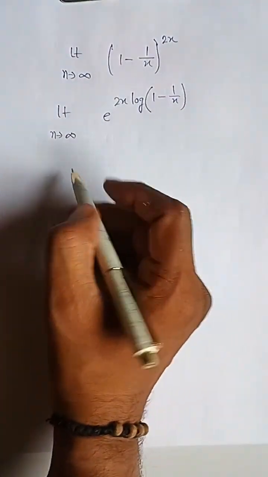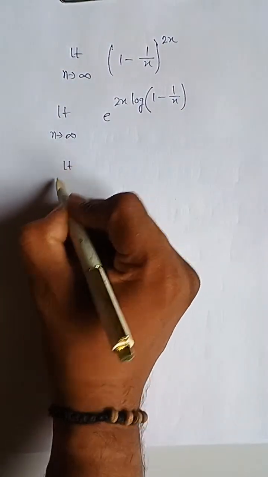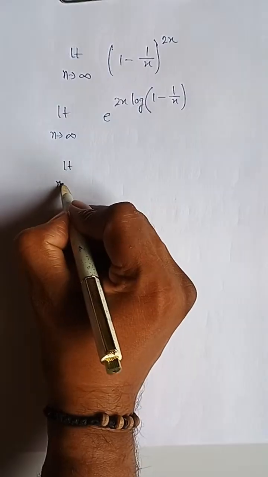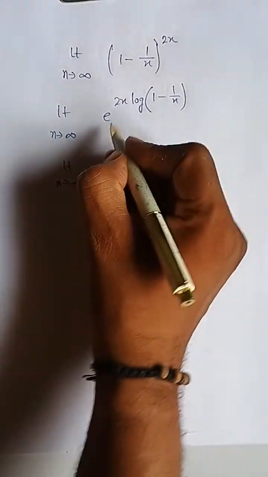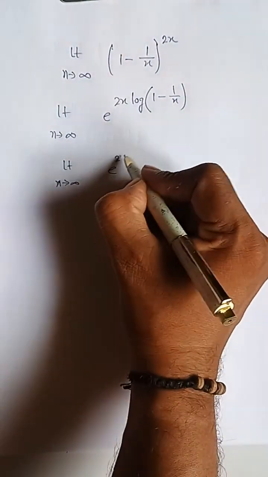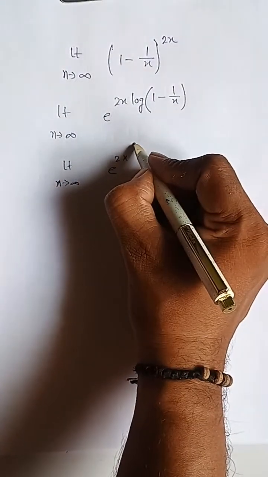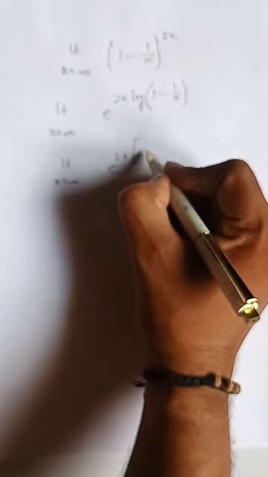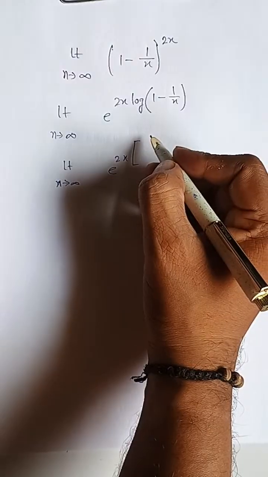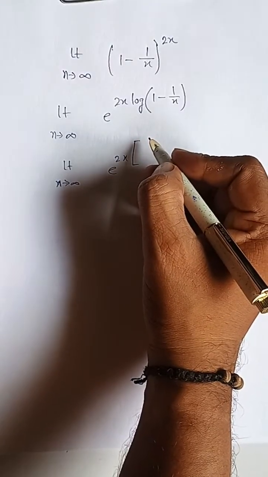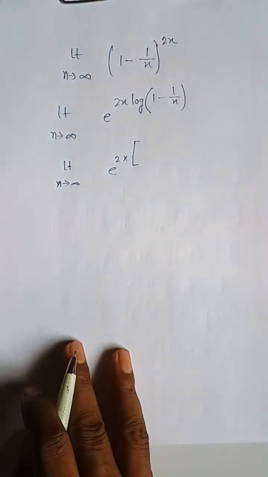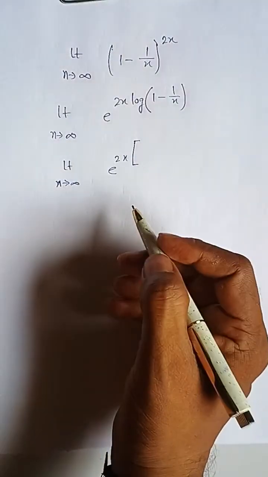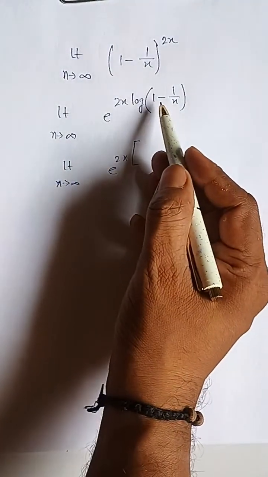I need to solve this one. So here, limit n tends to infinity, I can write e to the power 2x, and I can solve this one. This is 1 minus x, 1 minus x it is. So I can have this formula, and based on this formula we can solve, if this is the first term, positive or negative.